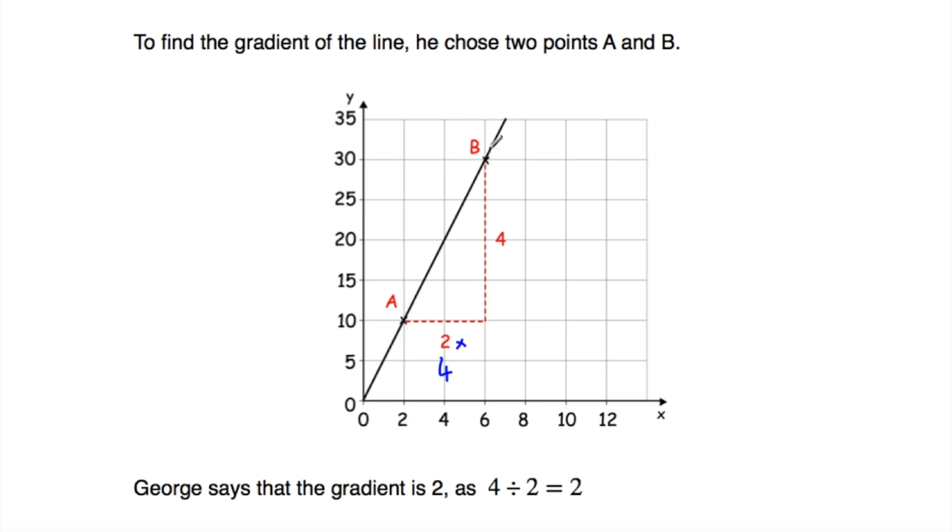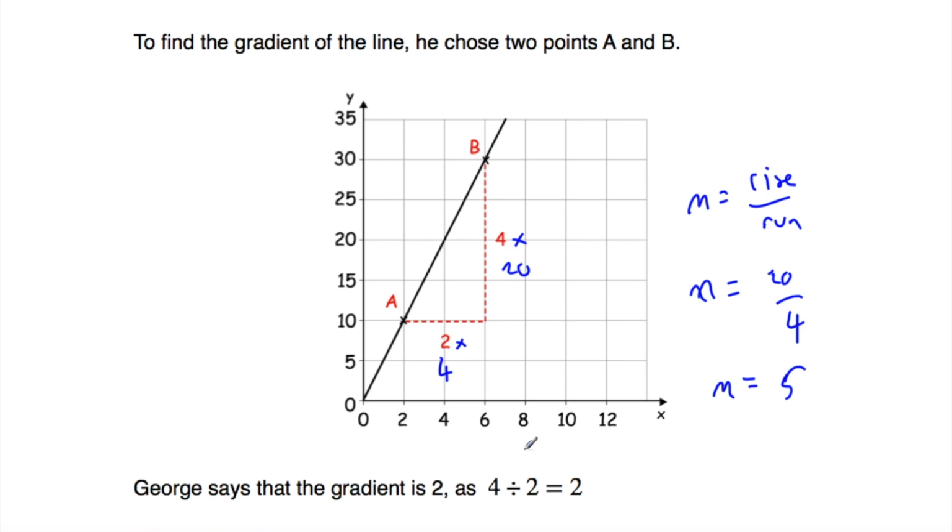And then in terms of the rise, I can definitely see 4 is wrong here because this has got a height of 10 and this has got a height of 30. So the rise is actually 20 and not 4. If we want to find the gradient of this line, the gradient m would be equal to the rise divided by the run. So m is equal to the rise, which is 20, divided by the run, which is 4. And 20 divided by 4 is equal to 5. So the gradient of that line is 5.